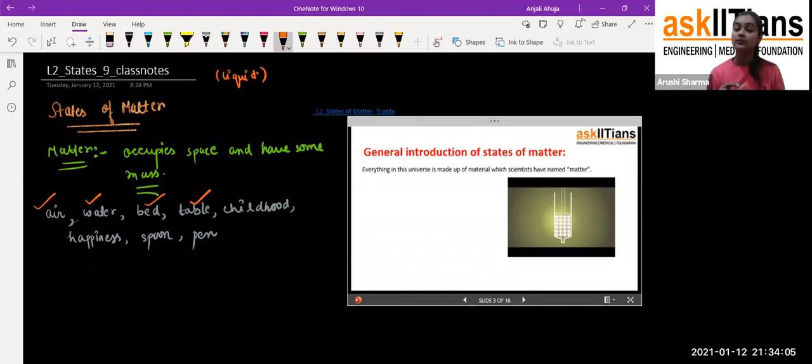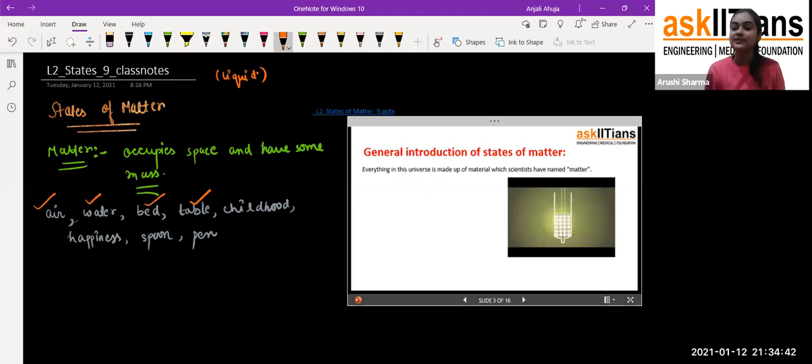Now the situation comes when you have to decide whether childhood can be considered a state of matter. What is childhood? Childhood is a feeling, something which we can only feel. It's not occupying some space. Have you seen childhood or happiness occupying space or having mass? Does anyone say okay, childhood is 5 kg, or his childhood is 10 kg, or 12 kg? No, childhood is not considered matter, because it is a kind of feeling which we can only feel.